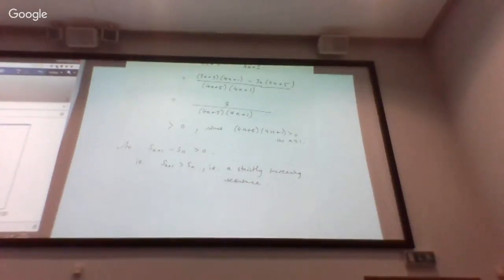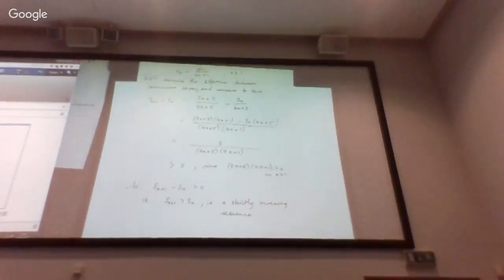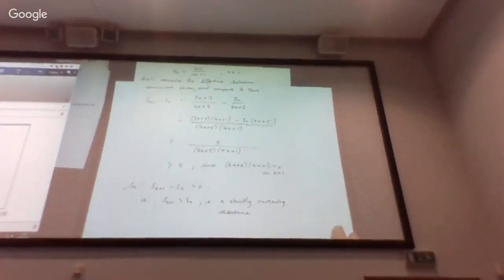So is that okay? Any queries about what I demonstrated there? Any questions? Good. Okay, so that's our first close look at sequences.